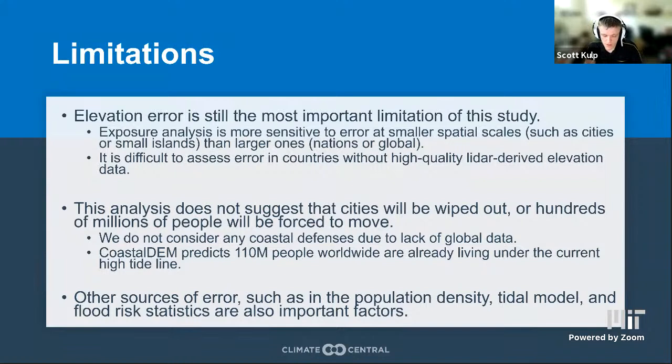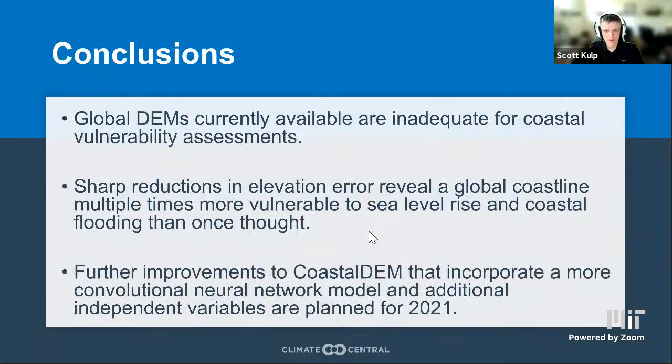Our model also doesn't consider any, it's like a bathtub model, meaning it's not a hydrodynamic model. The exposure may actually be quite a bit less, especially the thing about that Bangladesh map, where it looks like half the country's under the annual flood height by 2050. But in reality, there's wave attenuation and such that's going to bring that down. So we don't consider that in this work. And there are other sources of error, like the population model, that are important.